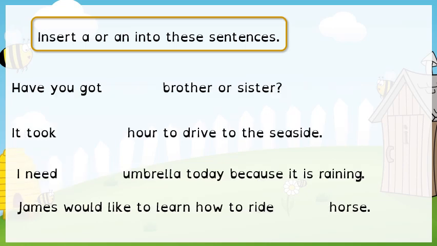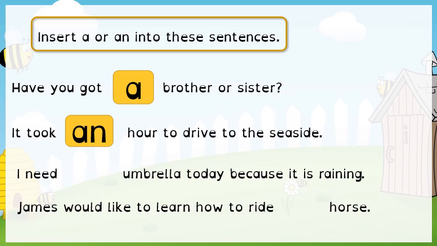Have you got a brother or sister? If you've written A, you can give yourself a tick. B for brother is a consonant. It took an hour to drive to the seaside. There's that tricky one again, hour. Although it begins with an H, we don't sound it. We sound the O, which means we need an. It took an hour to drive to the seaside.